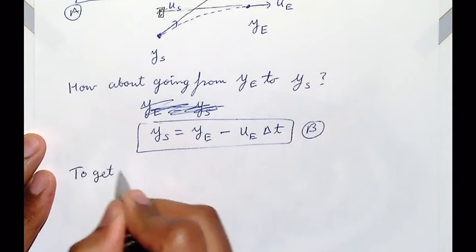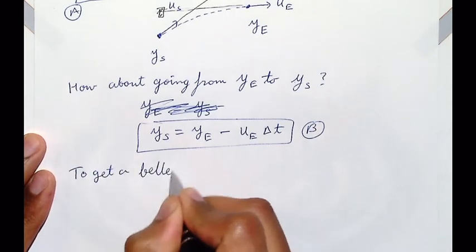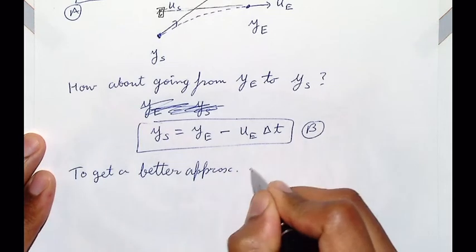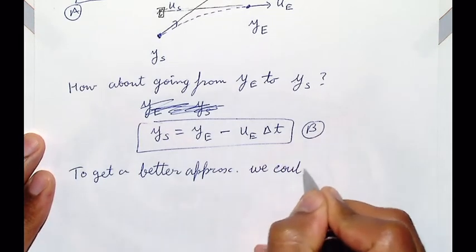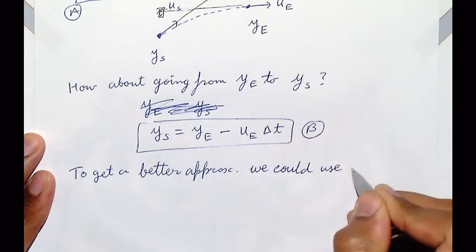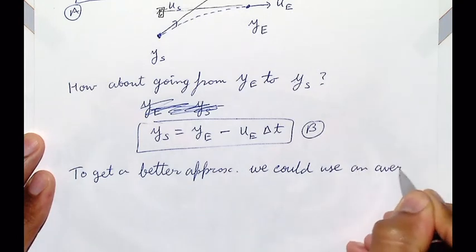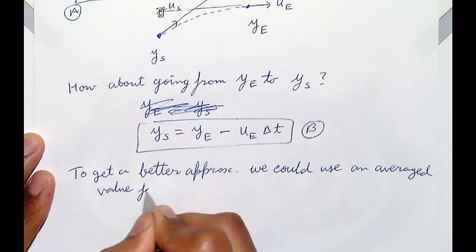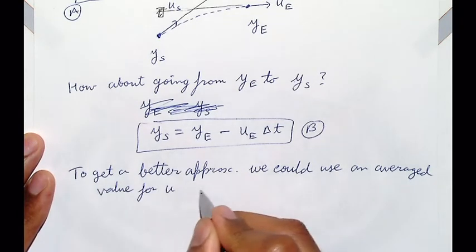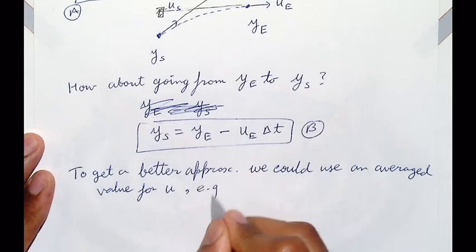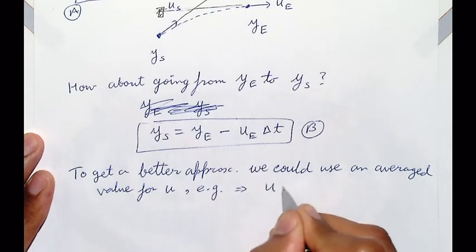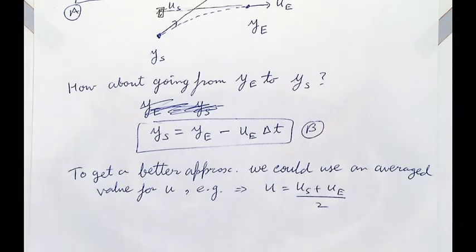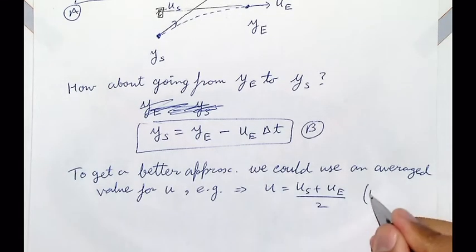So, to get a better approximation, we could use an averaged value of u. For example, we can use u equal u start plus un over 2. That's the midpoint formula. So this is called midpoint.